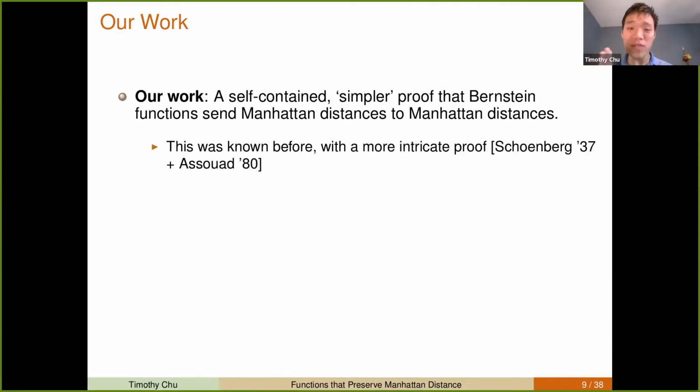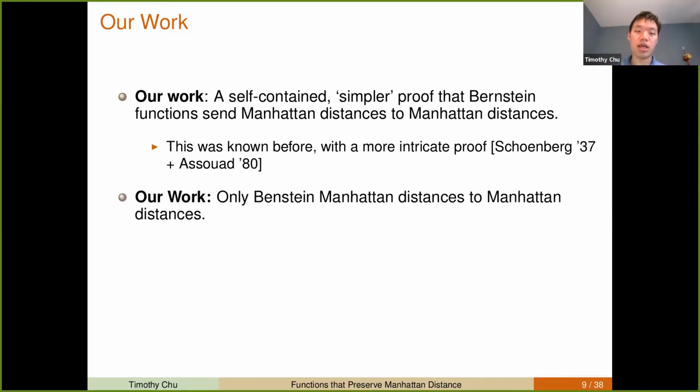Now, this was actually known before. If you combine the work of Schoenberg from 1937 and the work of a French mathematician named Assouad in 1980, they figured this out, but the proof they have is fairly intricate. Another piece of our work, which was not known before, was that only Bernstein functions send Manhattan distances to Manhattan distances. Small typo on the slide. This is new. Previously, it was not known that only Bernstein functions have this property.